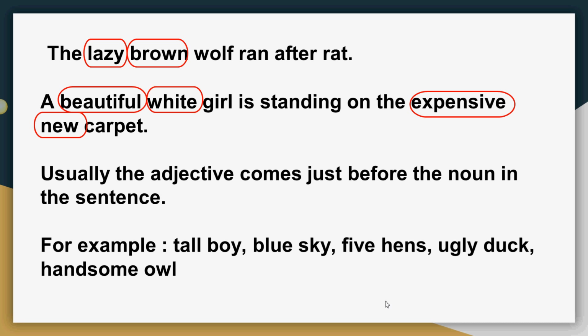So we have seen that adjectives are not changing the basic meaning of sentences, but they are giving more information about the nouns here, right? Like a girl is standing on the carpet. This sentence is complete. But beautiful white girl, expensive new carpet. Right? We are giving some more information about the nouns here. It is basically not changing the basic meaning of the sentence, but it is giving more meaning to the sentence. So, examples are tall boy, blue sky, five hens, ugly duck, and some owl.